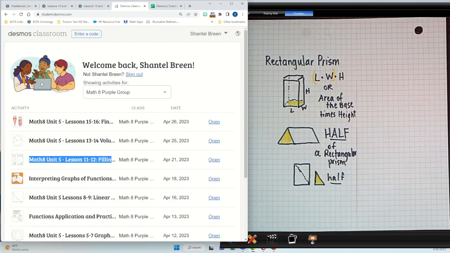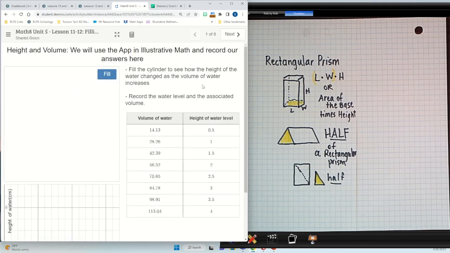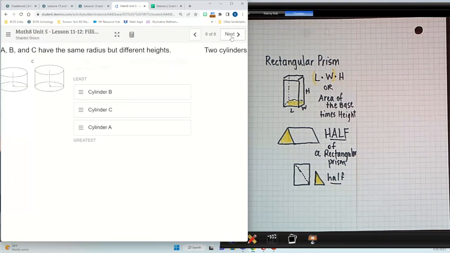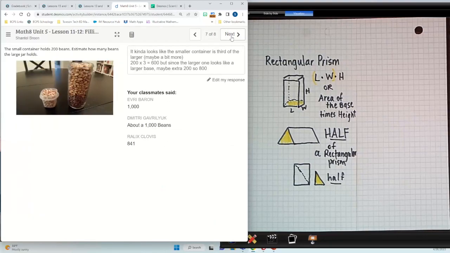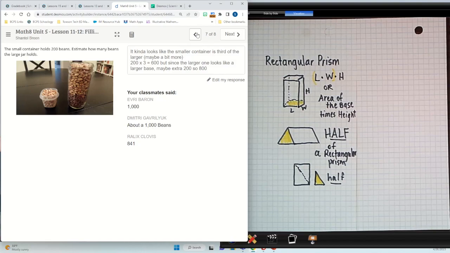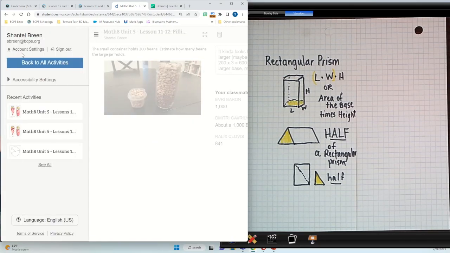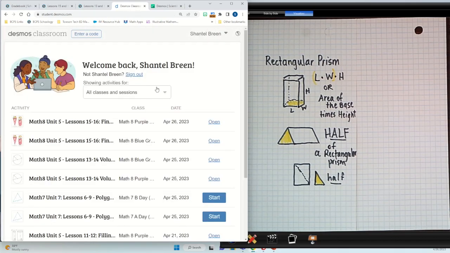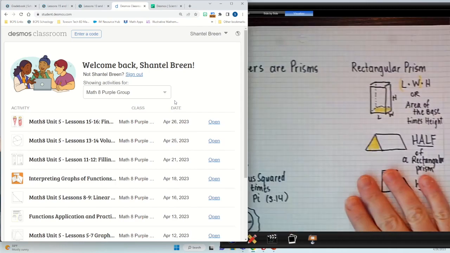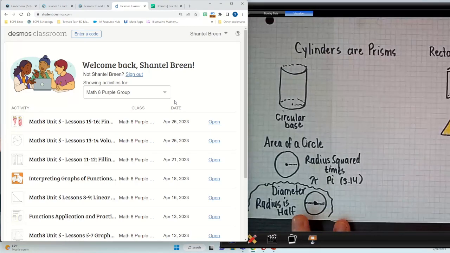Now, we went over this in our Desmos. So if you go in their very first one, Unit 5, Lesson 11 and 12, and you flip over, we talked a little bit about this. We have this page where we went over the cylinders and we matched them up, okay? So now moving into our new learning, which is our cones and our cylinders, we're going to slide this over and talk a little bit about cylinders.